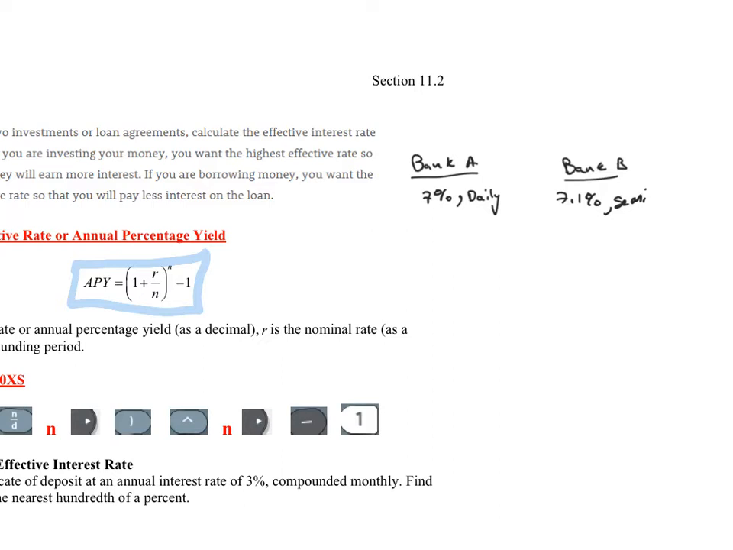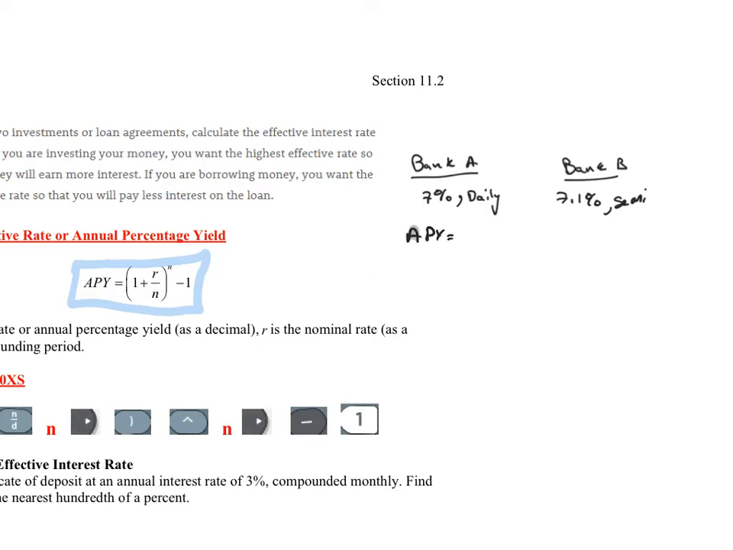So you want to compare, if it's an investment, which one of these two has a better effective rate, a better interest rate. As long as it's an investment, I want the higher one. Again, if it's a loan, I would want the lower one. So how are we going to do this? Well, let's consider the annual percentage yield for each one of these two different formulas.